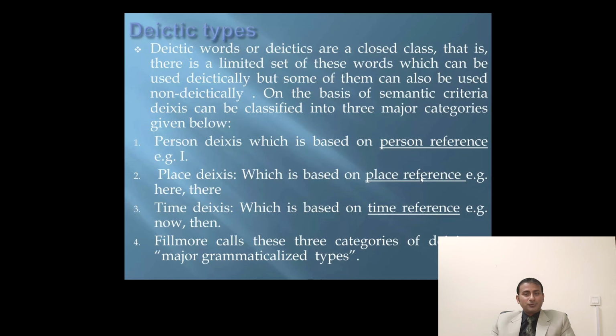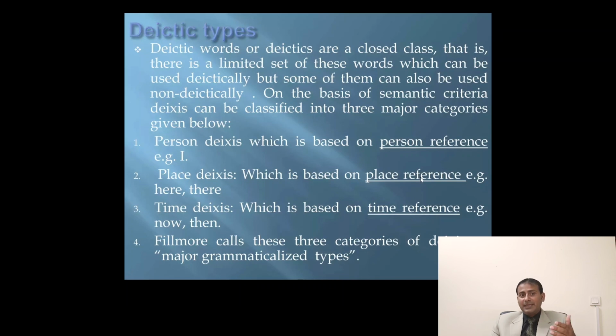Now the speaker is no more available there. I am just reporting what he said to you. So he said to me, come here. It will be changed into he asked me to go there. Here will be changed into there and come will be changed into go because time has changed, place has changed. So deictic place reference like here will be changed into there. Now will be changed into then.